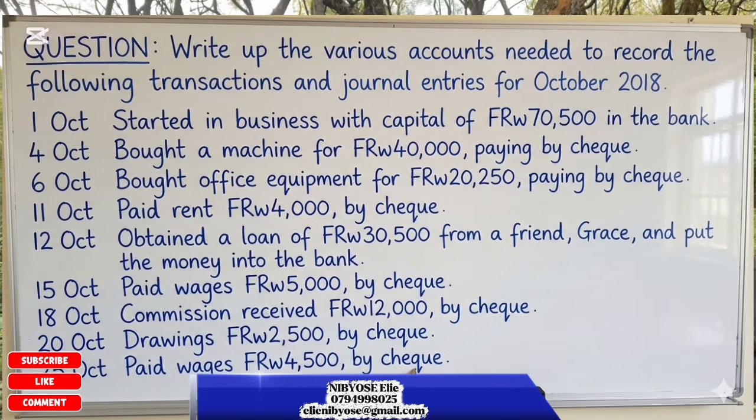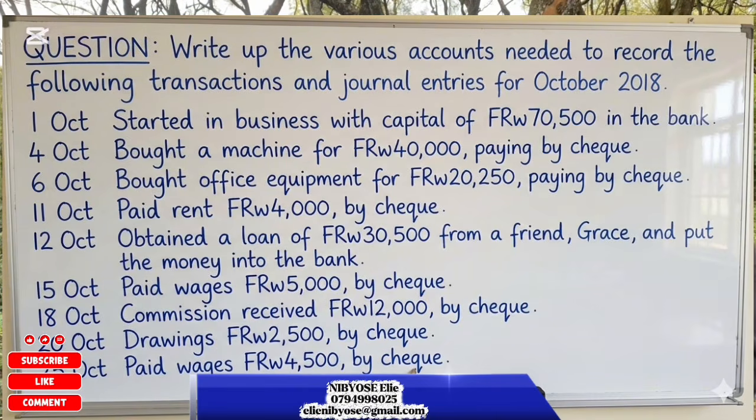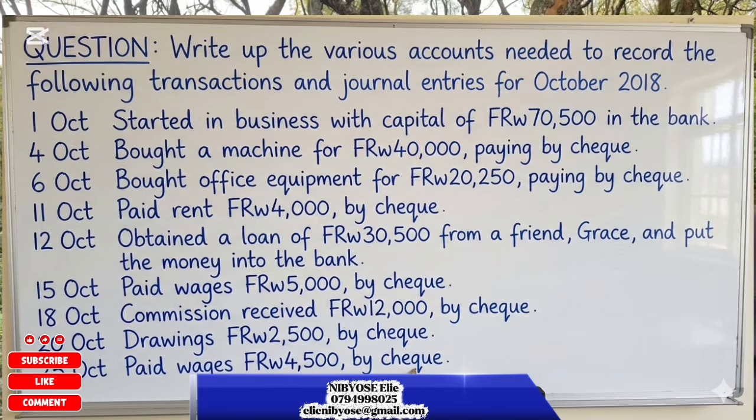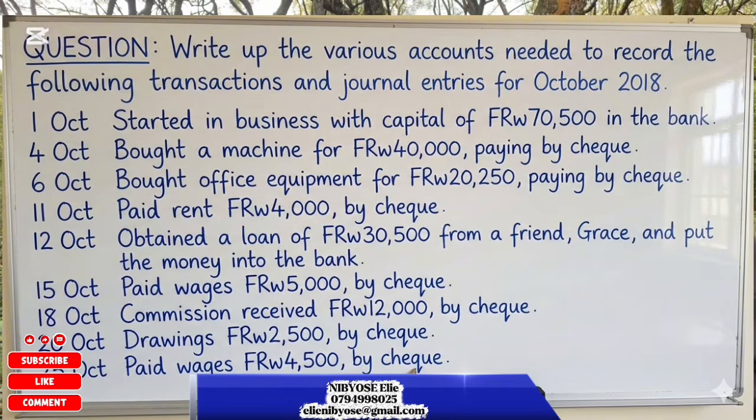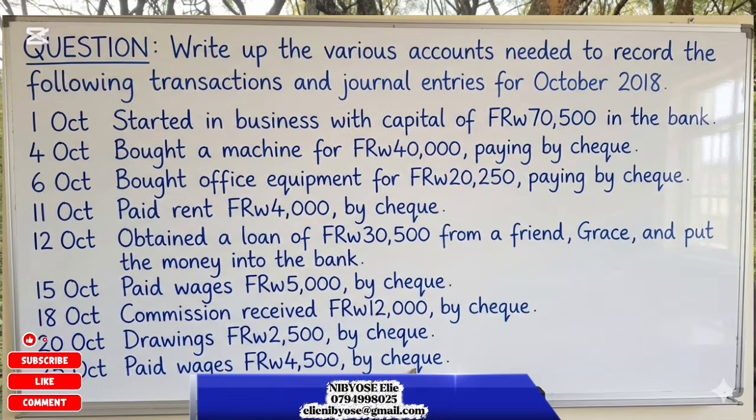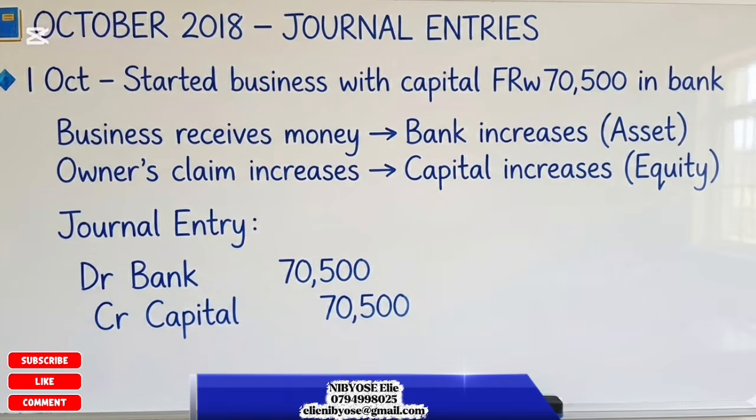On 18 October, received commission of 12,000 by check. On 20 October, there is a drawing of 2,500 by check, and on 25 October paid the wages of 4,500 by check. We are now going through the answer to the above question about the double entry system.